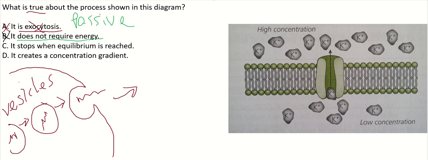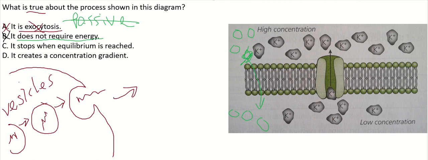All right, stops when equilibrium is reached. No, that's also passive transport. Passive transport has to stop when both sides are equal. Okay, so I'm just going to throw in a different thing here. All right, 4 dots on the outside of the cell, 2 dots on the inside. All right, we bring one over. Now it's 3 to 3. That stops. Passive transport stops.